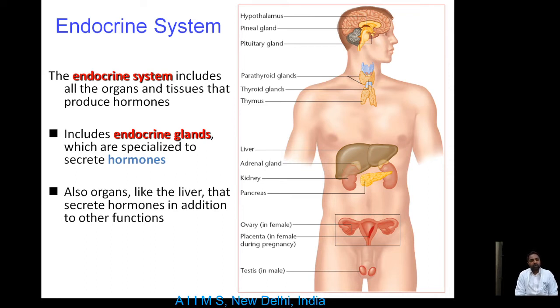Okay, so endocrines, they are the glands. They are the specialized glands which secrete hormones. As you can see, the hypothalamus is there, pituitary glands are there, parathyroid, thyroid. They are the glands which can secrete hormone. And also organs like the liver secrete hormones in addition to their other functions. Last class we learned about the liver function test. So liver has multiple functions. Along with all those functions, it has a role in hormone synthesis also, in the endocrine system.